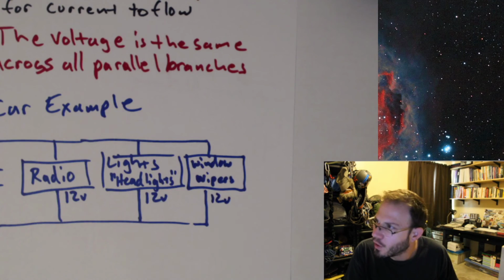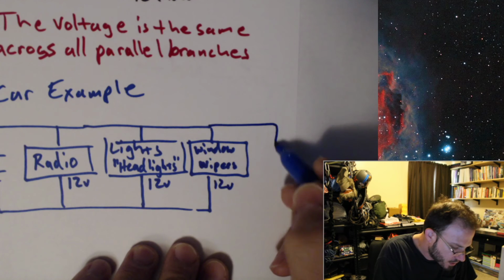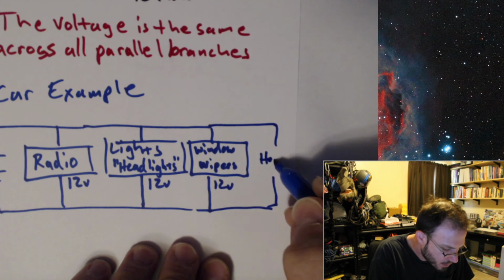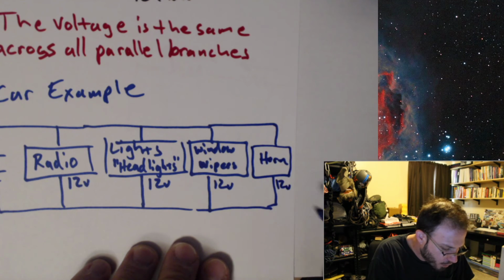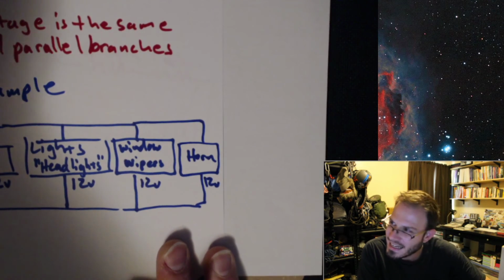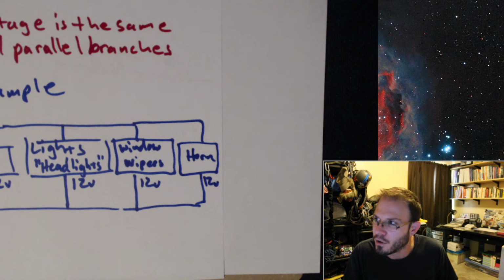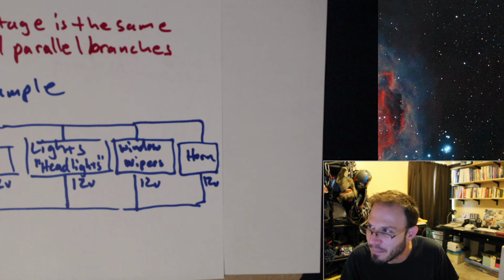Let's throw in a couple more things here. We have horns. You gotta honk at those people that cut you off. That's also 12 volts. Let's go ahead and mention, we got an ignition system. We have spark plugs that need to fire in order to make those cylinders move. Somebody is saying the butt warmer.